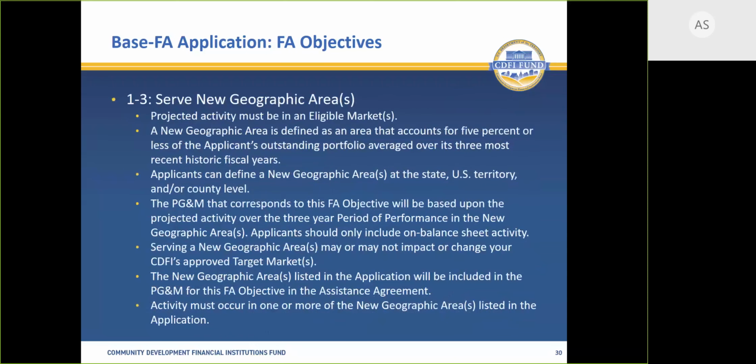For FA Objective 1.3, serve new geographic areas, this would be an area that accounts for 5% or less of the outstanding portfolio averaged over the 3 most recent historic fiscal years. Serving a new geographic area may or may not impact or change your approved target market. The corresponding PG&M will be based upon the projected activity over the 3-year period of performance in a new geographic area and will be reflected in your assistance agreement.